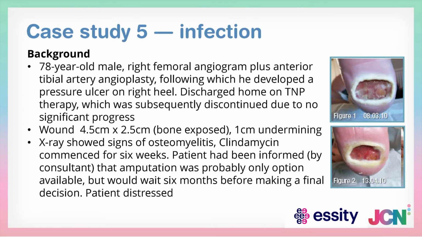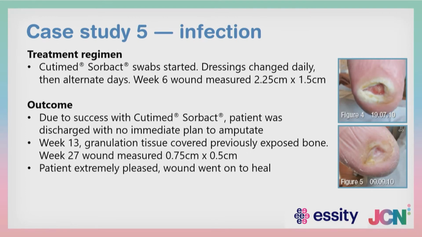And for this particular patient, after starting on a treatment regime of Cutimed Sorbact swabs, the dressing was changed daily and then went to alternate days, and around week 6 the wound then measured 2.25 by 1.5. So remember those measurements before of 4.5 by 2.5. So we've got a large reduction in size.